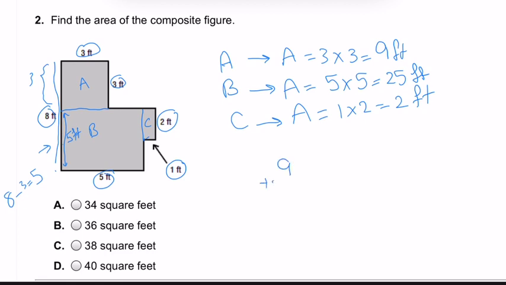9 plus 25 plus 2: 9 plus 5 is 14, plus 2 is 16, 6, I'll give 1 to the 10s, 1 plus 2, 3. So the area of the composite figure is 36 square feet.